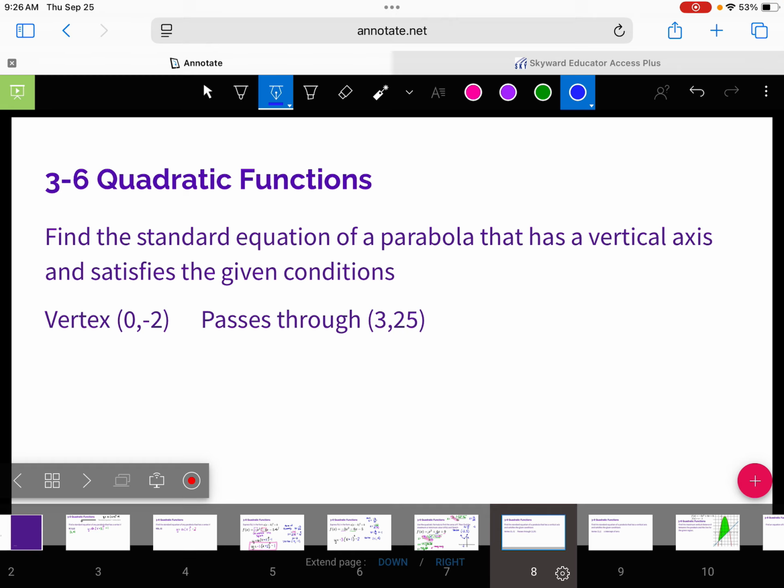The next kind of question is very much like the very first one we did today, plus a little bit more. So we're going to find the equation for a parabola that has a vertex at 0, -2. Start with any equation for a parabola with a vertex at 0, -2.